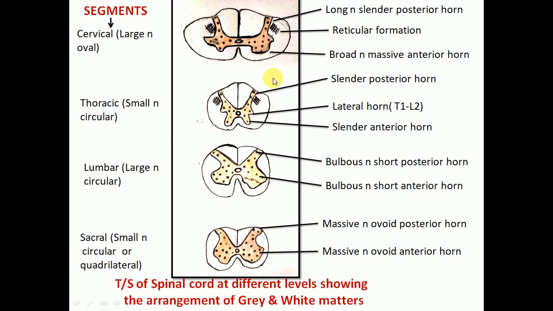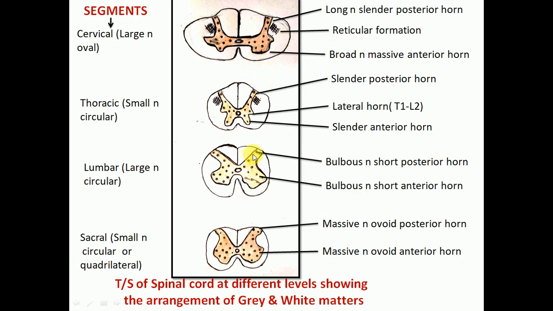Now the anterior horn, in the cervical region, is broad and massive. In the thoracic region it is slender. In the lumbar region it is shorter and bulbous in nature, and in the sacral region it is ovoid in shape and massive in nature. So this is about the masses of gray matter.